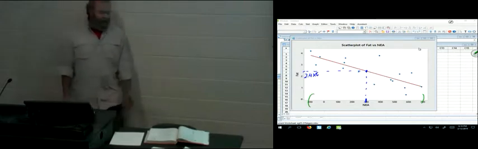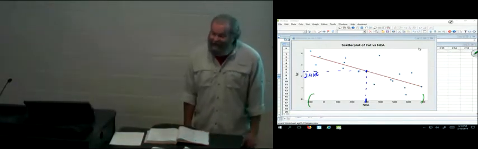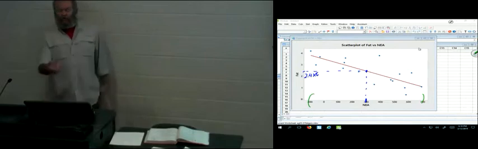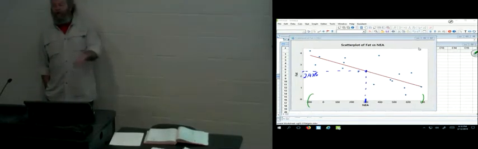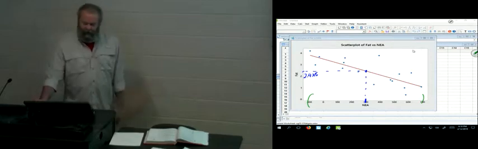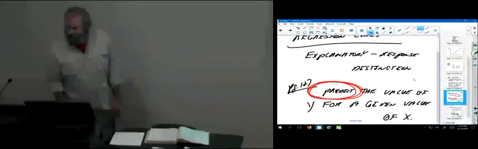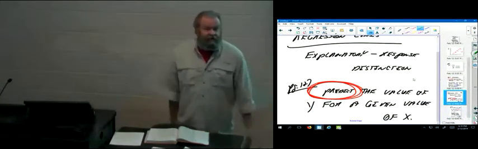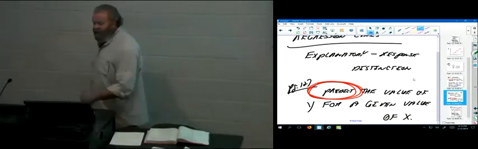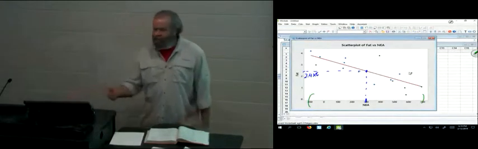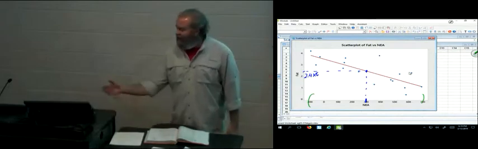There was nothing special about 300. Heck, I could have picked 250, 200, 125, 122.7. I could have picked anything I wanted, read up to the line, and read across, right? In other words, that is using this line that's drawn on your scatter plot to make a prediction for a value of your explanatory variable. Where is he pulling that out of? That's what was in the definition of regression line, right? Predict the value of y for a given value of x. I predicted a value of fat gain for a given value of NEA change, right? And I could have done it for any value between, let's say, minus 100 and 700 NEA change.